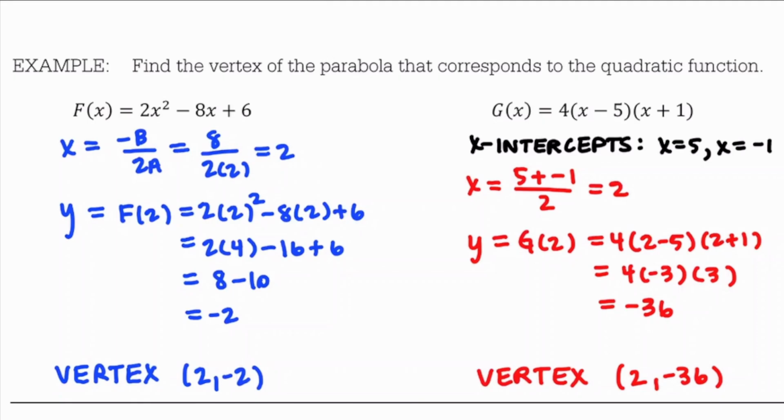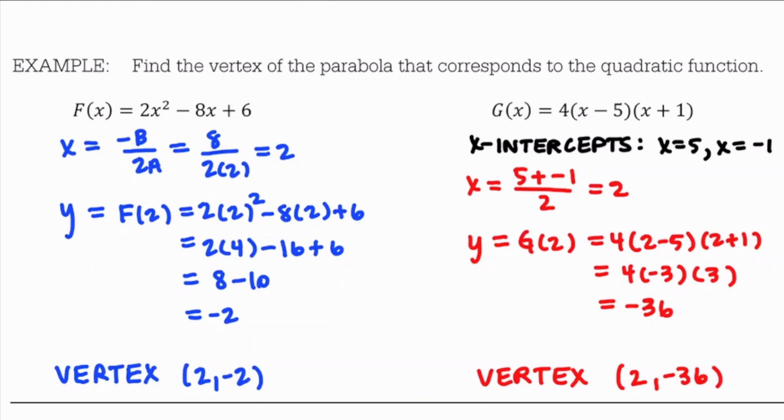But on the right, if it's already factored, I can say that the x-intercepts on this graph are going to be x equals 5 and x equals negative 1, looking at the factors. And for the x-coordinate of the vertex, I could average those x-intercepts, knowing that the vertex is halfway in between, and that would give me 2. And y is equal to g of 2, which is 4 times 2 minus 5 times 2 plus 1, replacing x with 2 wherever I see it in the formula for g. And I get 4 times negative 3 times 3, which is negative 36. So my vertex on the right is 2 and negative 36.